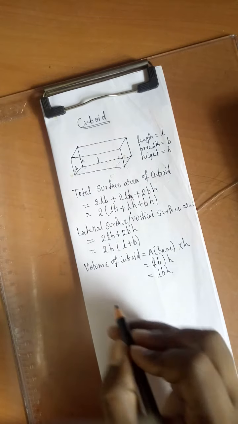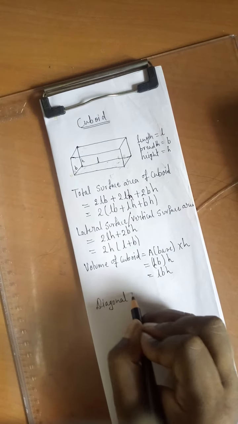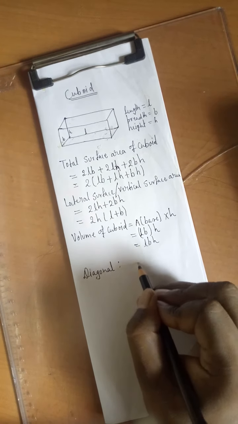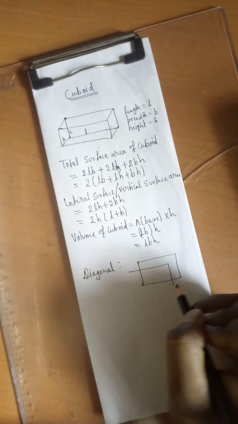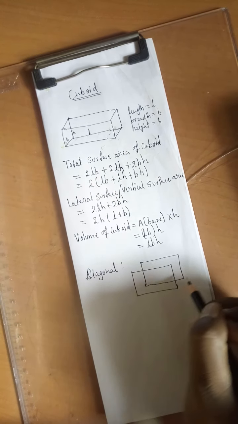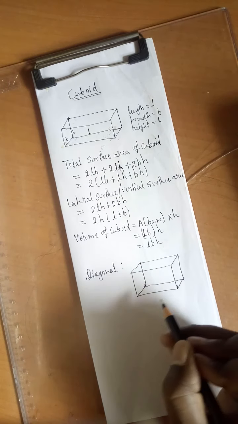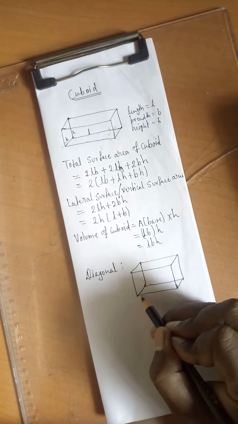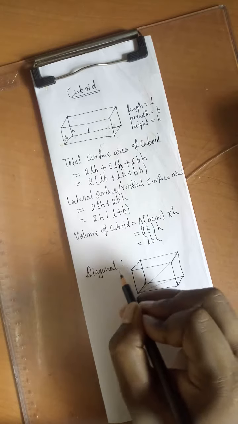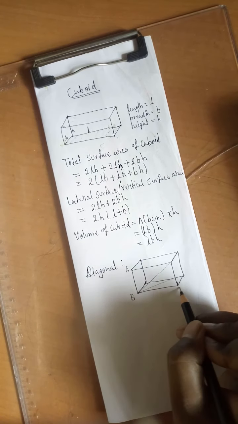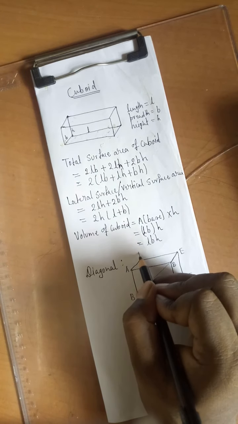So in this we are talking in terms of diagonal. I'll explain this again. Diagonal of a cuboid. Let me make one cuboid for you all. So this cuboid is ready, right? In this cuboid we are talking about this diagonal. So let me label this to make you understand. This is A, B, C, D, E, F, G, H, right?